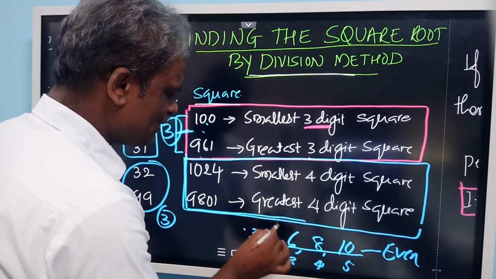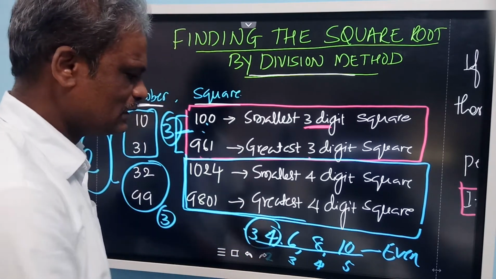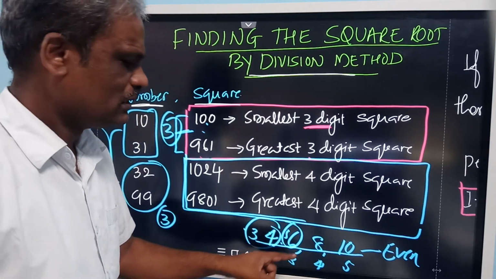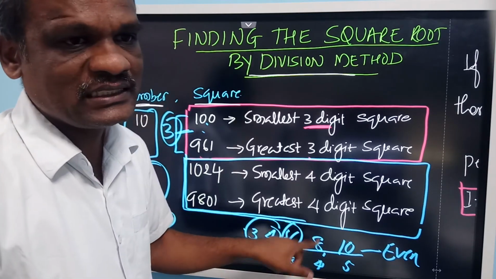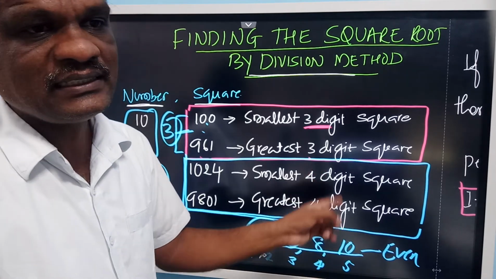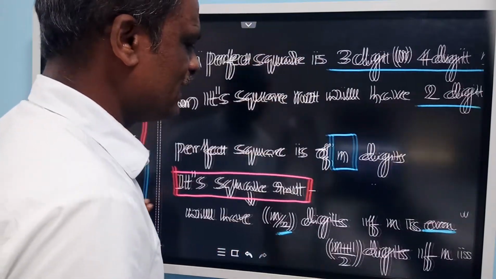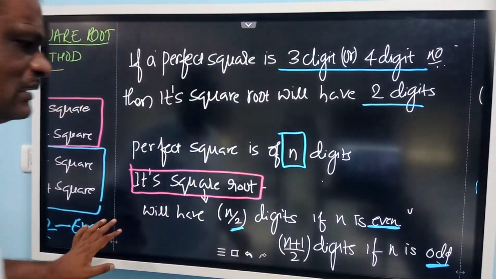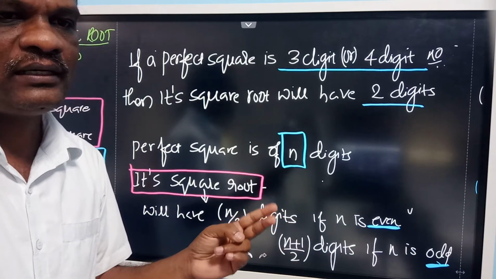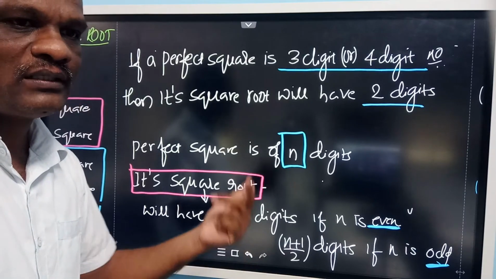A square number with 3 or 4 digits will have only 2 digits in its root. A square number with 5 or 6 digits will have 3 digits. A square number with 7 or 8 digits will have 4 digits. A square number with 9 or 10 digits will have 5 digits. So this is the formula that you will get for the number of digits, for every square number.